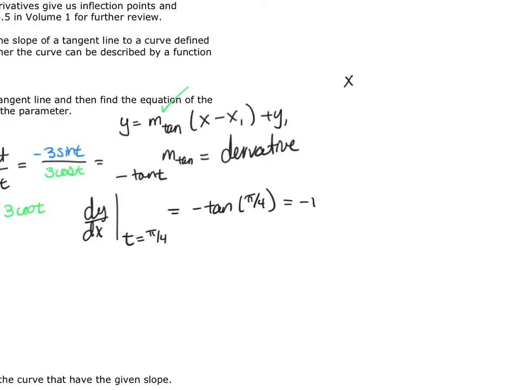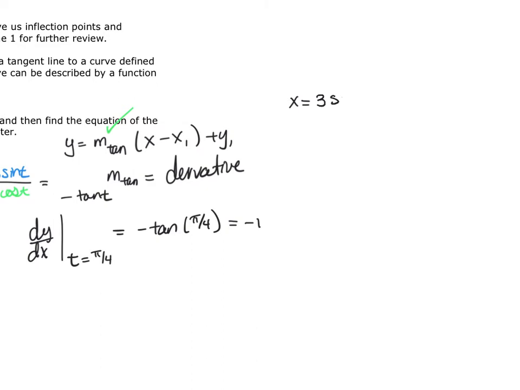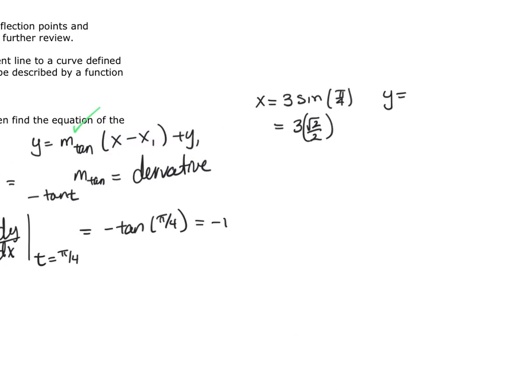So I go back to how I defined x. I defined x as 3 sine of t. So this is going to be 3 sine of t, which I'm going to evaluate at pi over 4. So this is going to give me 3 times the square root of 2 over 2. Similarly, I'm going to get my y1 or y0, or whatever you want to call it. We'll subscript these the same, so it's y1 and x1. And this is going to be 3 cosine of pi over 4, because that's what t is. And so this is going to be 3 times the square root of 2 over 2.